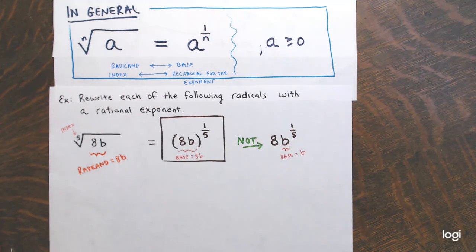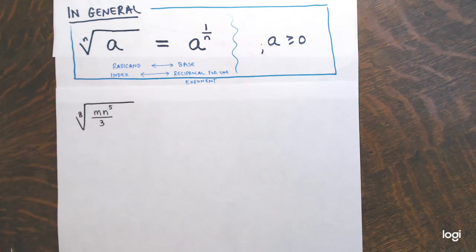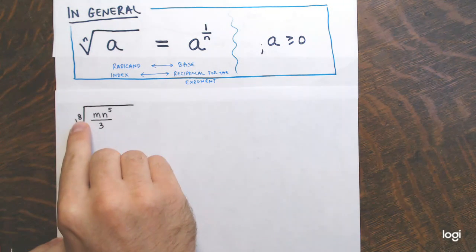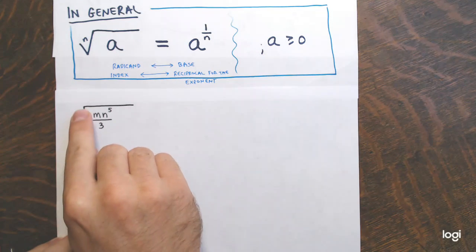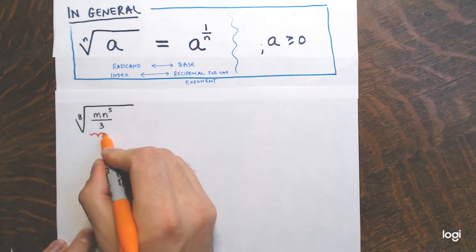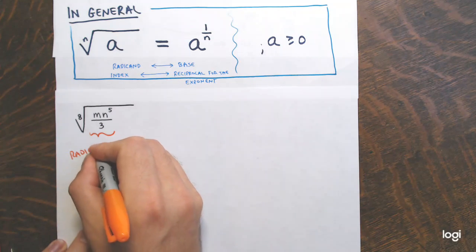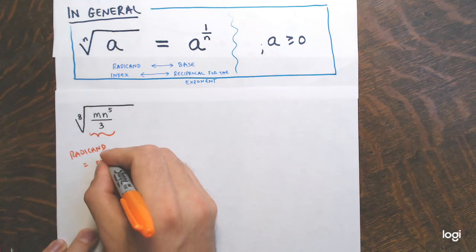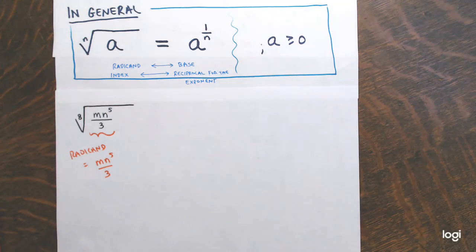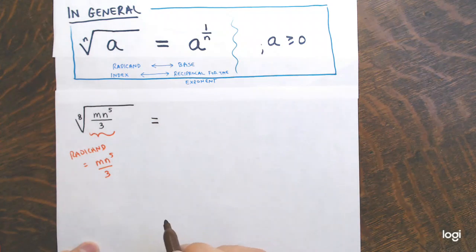All right, and just a couple more of these where I have a radical and I'm simply going to write it as an exponential statement. Again here I have a radical. This is the 8th root, index 8, of, and this time the radicand is this whole expression underneath the radical symbol, this m times n to the 5th power divided by 3. So this becomes the base. The radicand of the radical becomes the base of the equivalent exponential statement.